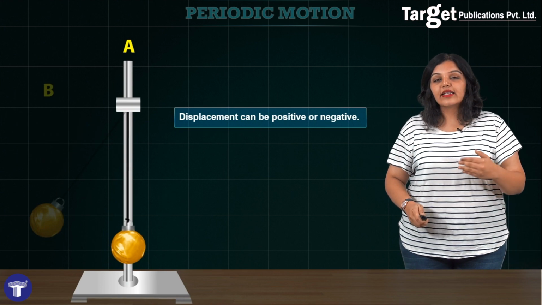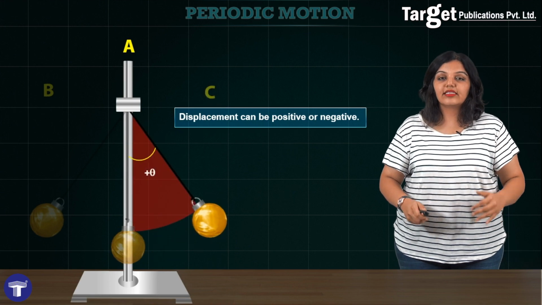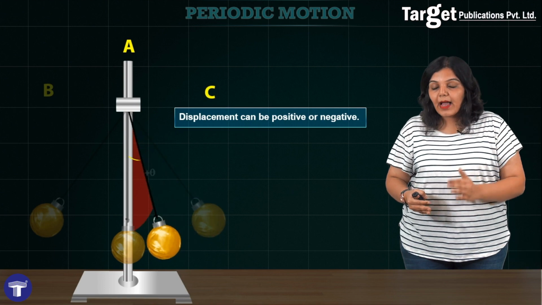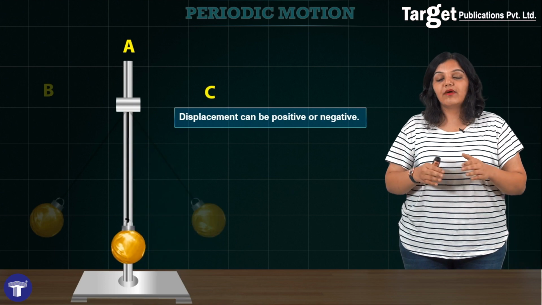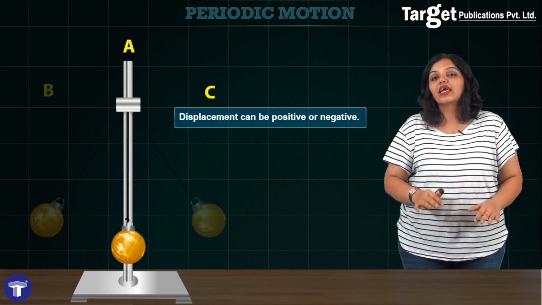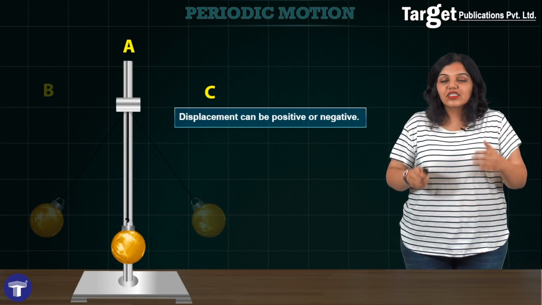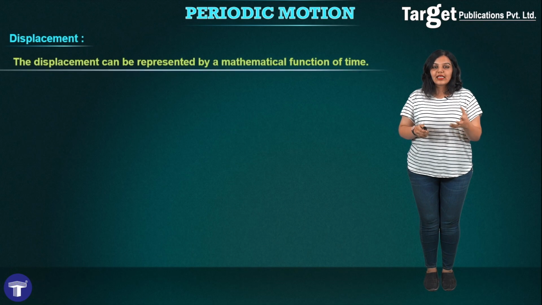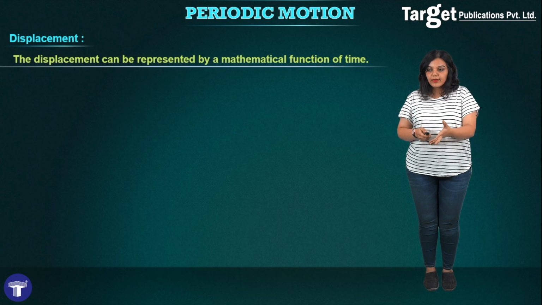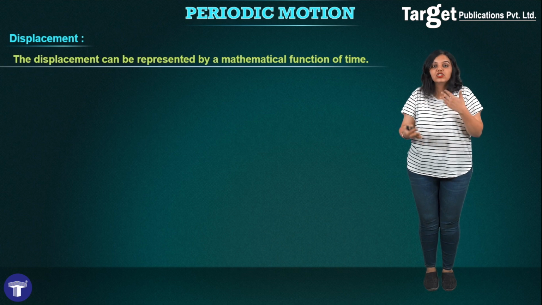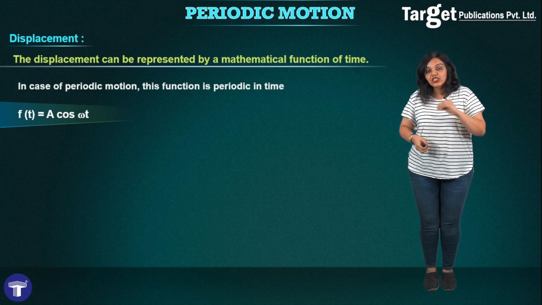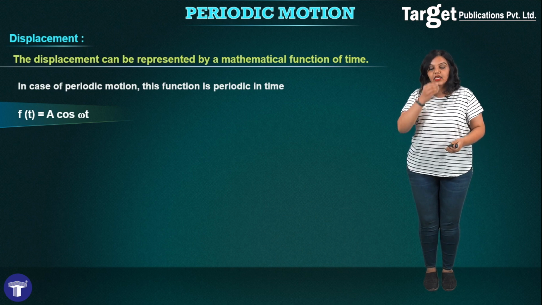On the other hand, if the pendulum is swinging in the clockwise direction, then the displacement is positive and increasing, and when it's coming back, the displacement decreases in magnitude, but it is positive as long as it's in the clockwise direction. So displacement, like I said, can be positive or negative. In general, displacement can be written as a mathematical function of time, which is obvious because displacement changes with time. But for periodic motion, this function itself is periodic in time. So what does this mean?